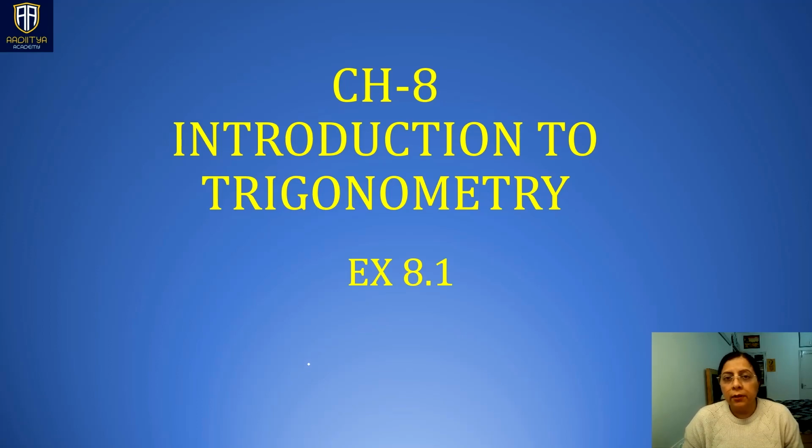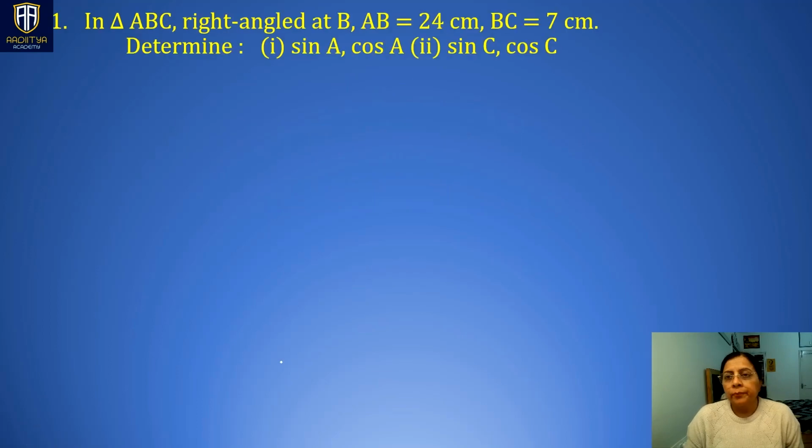I am Dr. Ragini Arora and today we are going to start exercise 8.1 from NCERT. I hope you must have watched the introductory video of this chapter in which I had explained how to take 6 trigonometric ratios of acute angles of a right angle triangle. So starting from these questions, this is question 1 of exercise 8.1.